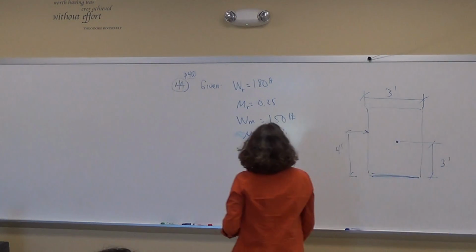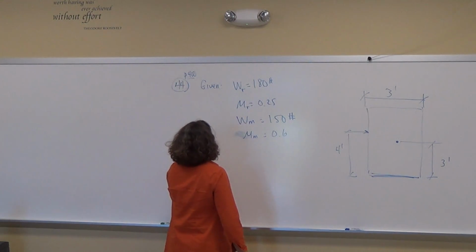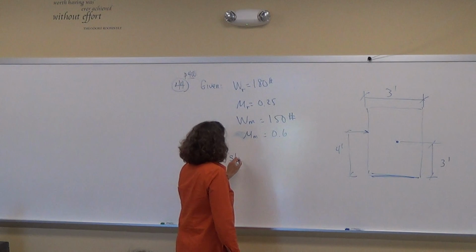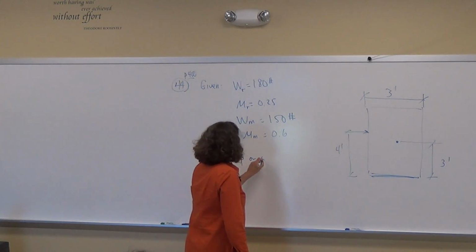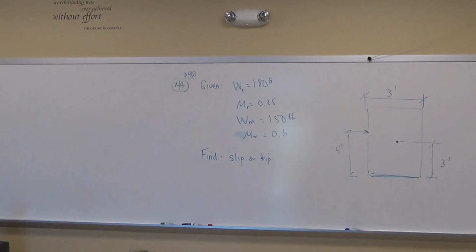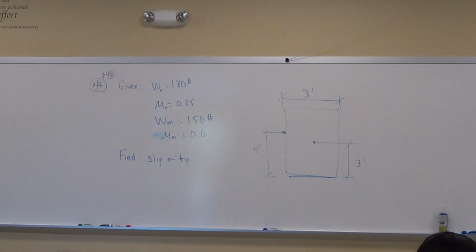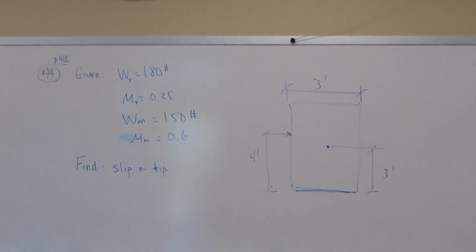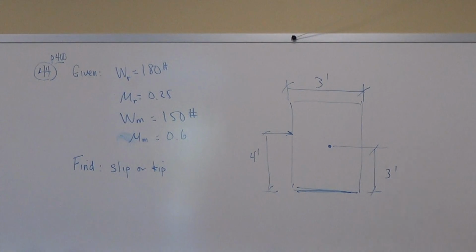So right now, what do they want us to know? They want to know if it's going to slip, slide, or tip. And does it ask us for a value? If he pushes horizontally on the refrigerator, determine if he can move it. So we don't know what value he's going to push it at. So let's do our table.